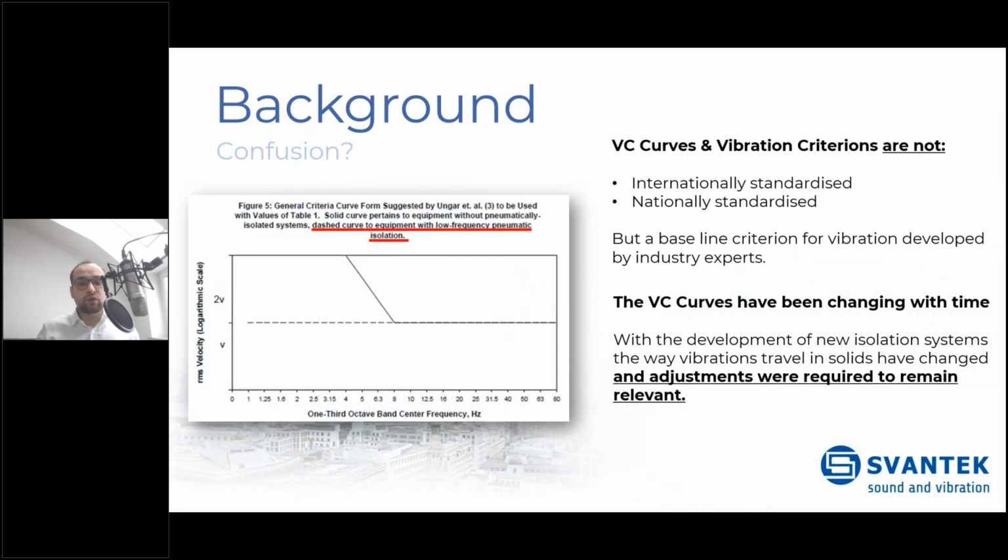And we need to think about that VC curves. This is not an internationally or nationally standardized standard. It is a best practice developed by some of the finest researchers within the vibration field. But it is still a baseline criterion that we can update to make it remain relevant. And as you can see in the figure right here, there was the ability to update the VC curves that if you're using low frequency pneumatic insulation in your vibration control strategy, you might want to be looking at all the way to 1 Hertz when it comes to vibration curves.